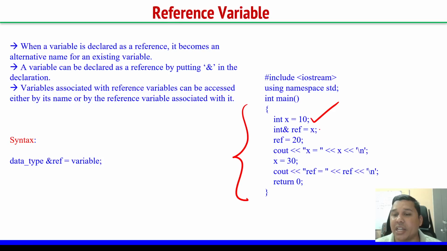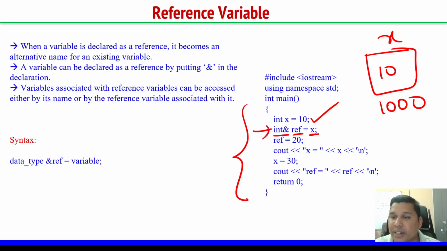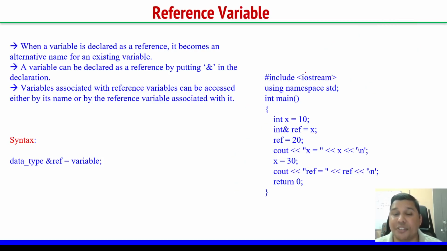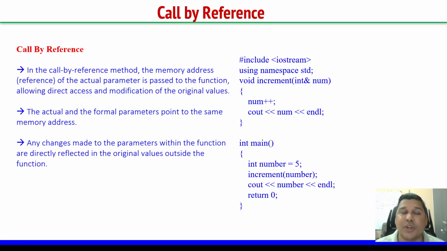You have a variable int x = 10, then you write int &ref = x. This is a reference variable name. When you do that, you already had x with value 10 and some address 1000. When you write this statement, another name, ref, is given to it. Whether you print ref, you get 10. Whether you print x, you get 10. If you change ref, this will change to 20. When you change the value of x, this will change to 30. Whatever you do, both point to the same memory location. This is a reference variable. So this is about the difference between call by value, call by address, and call by reference.